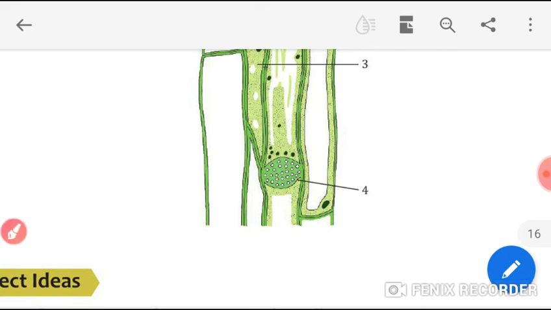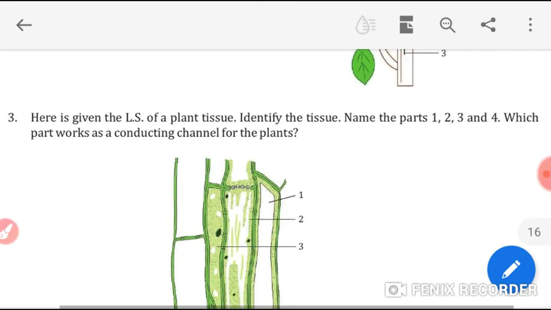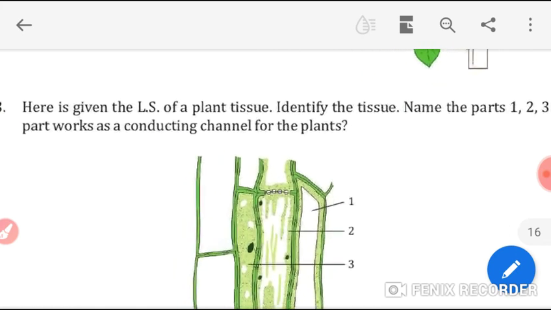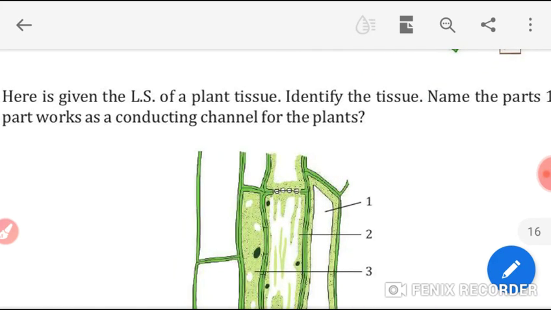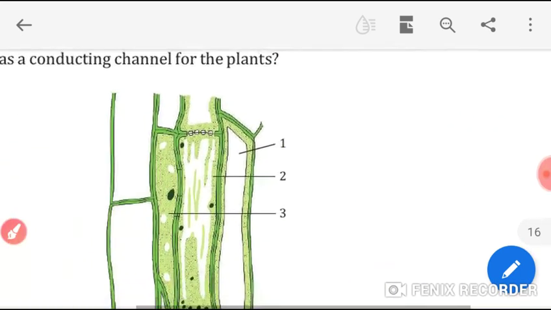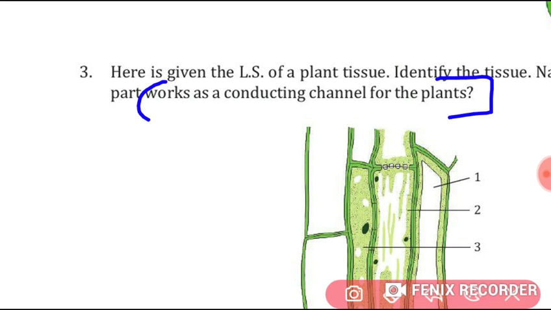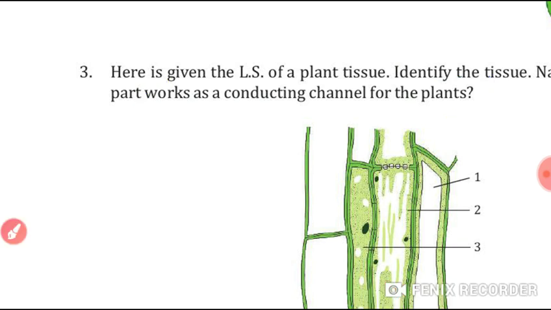Okay, students. In this question, one more question is there. Which part works as a conducting channel for the plants? So this question answer you have to write there. Sieve tube. Then from the question, works as a conducting channel for the plants.